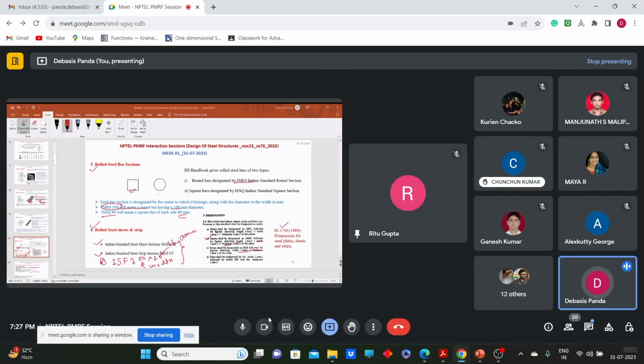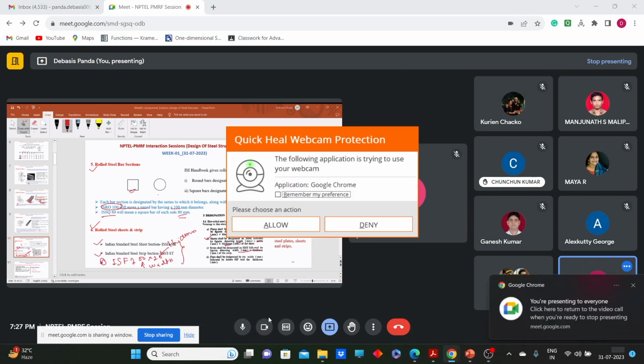Now is it visible and audible? Can someone confirm?